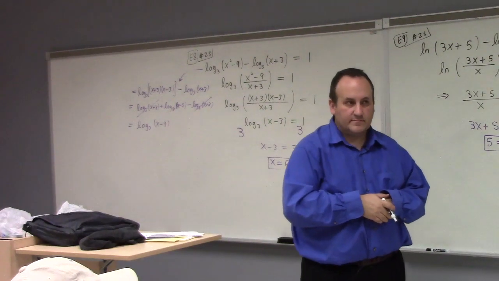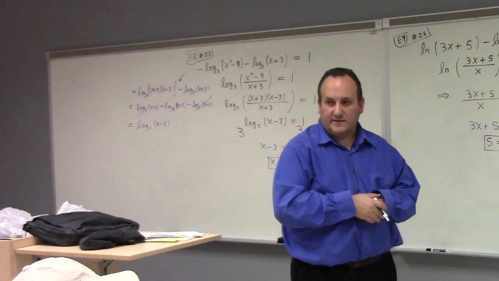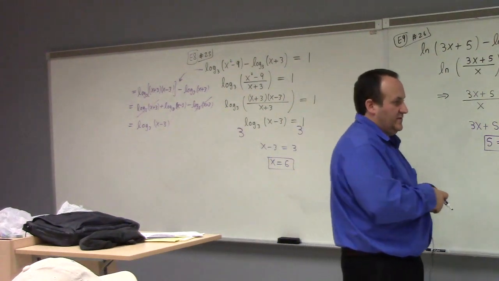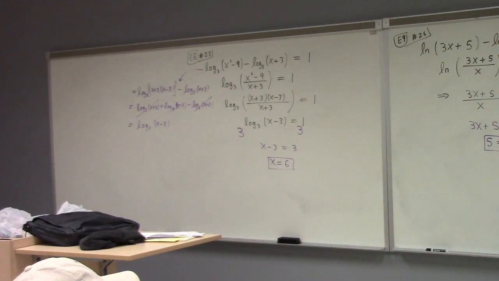Right? Are there any solutions to that? I don't know. Let's find out, right? So that's x squared plus 4x plus 21 equals 0.